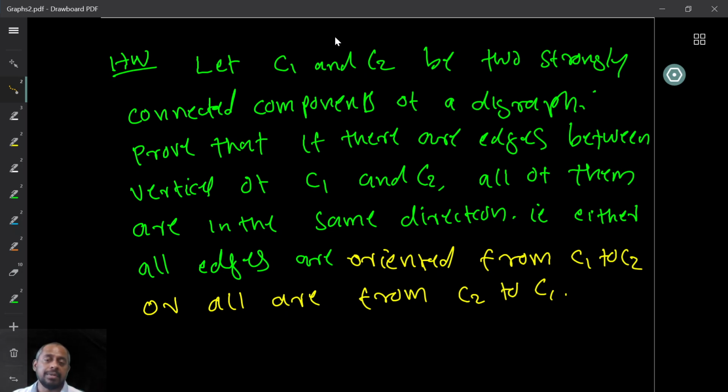Which means that either all the edges start from vertices in C1 and end in vertices in C2, or all the edges go from C2 to C1. So the edges between them, that is what I am saying. I am not talking about the edges within C1 or C2, but the edges that connect C1 and C2 are all going to be in the same direction.